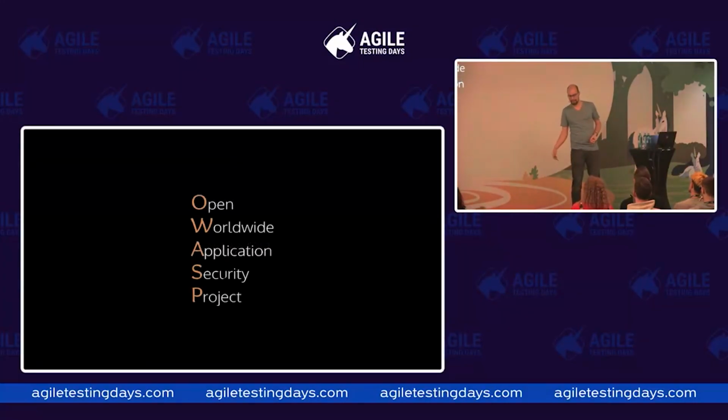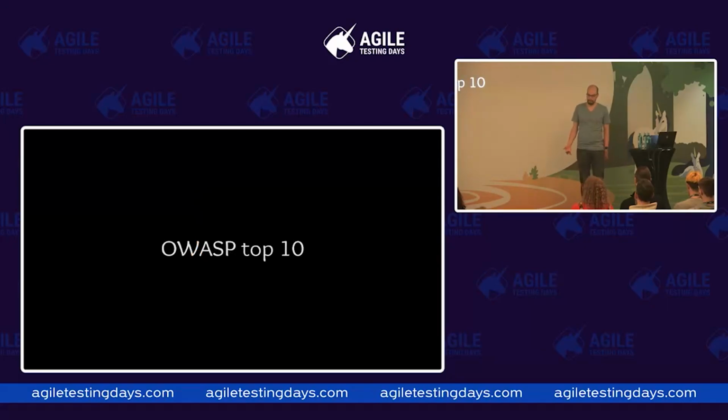OWASP is, of course, the Open Worldwide Application Security Project. This is a non-profit foundation, and their goal is to improve security of software in the broadest sense. They have all kinds of resources related to secure design, secure development, security testing, all that kind of stuff. But the resource we care about most today is the OWASP Top 10. These are the 10 most common security vulnerabilities in production, in the real world.